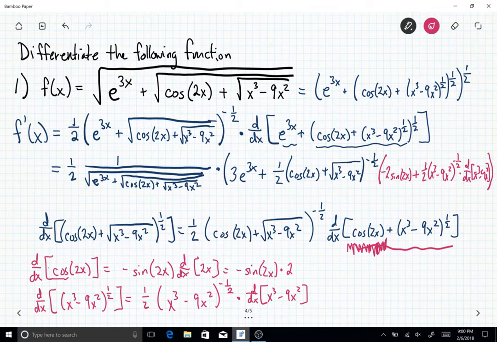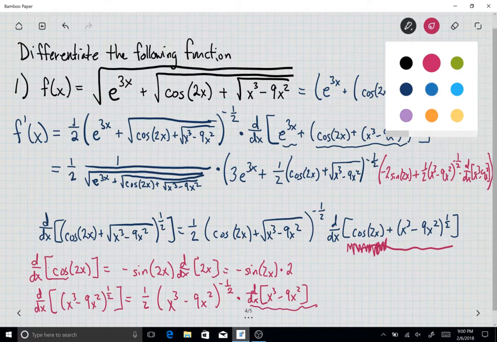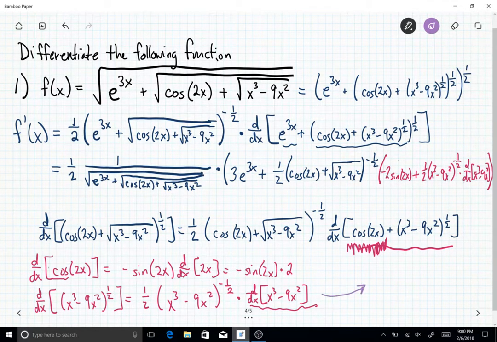So really this whole problem just boils down now to this derivative right here. And we'll do that in purple. Well, that derivative is just 3x squared minus 18x, just by using the power rule. So as long as we make sure to put that piece in parentheses, we'll take this apart, times 3x squared minus 18x.